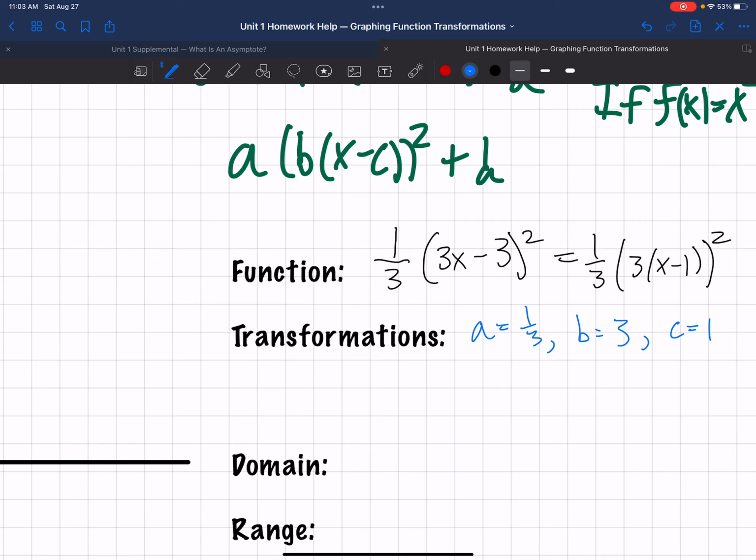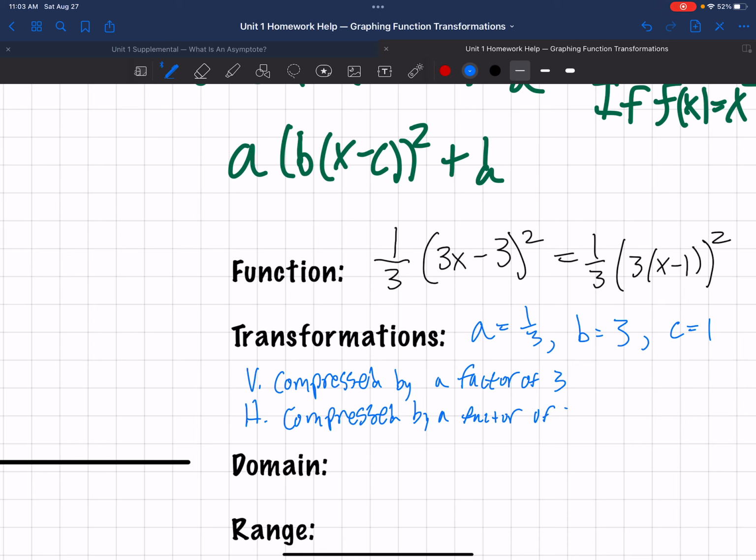So this is actually horizontally and vertically stretch compressed kind of stuff, right? It's vertically compressed by a factor of 3. But it is also horizontally compressed by a factor of 3. Isn't that funny? And then it's shifted right 1.